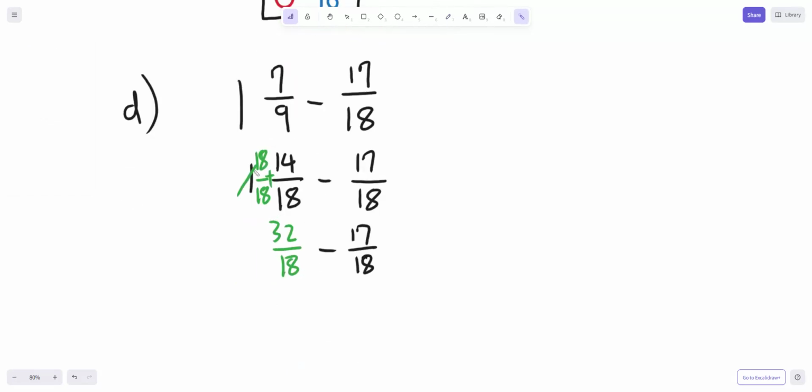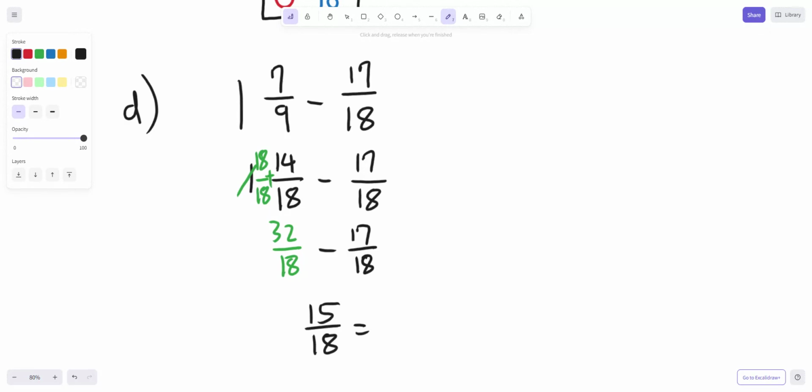Well, a shortcut is basically when you borrow 1, you're just adding the denominator onto the numerator, right? Because it's always going to be that denominator over itself, since anything divided by itself is 1, and you're only borrowing 1. So 18 plus 14, just like you're just adding the top with the bottom to get 32. And then we do 32 minus 17, that's what, 15? And then we get 15 over 18, and I can simplify that, divide by 3 to get 5 over 6.